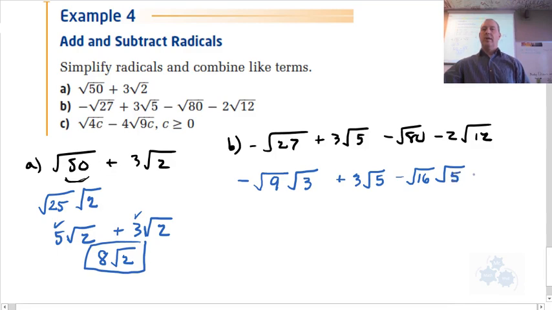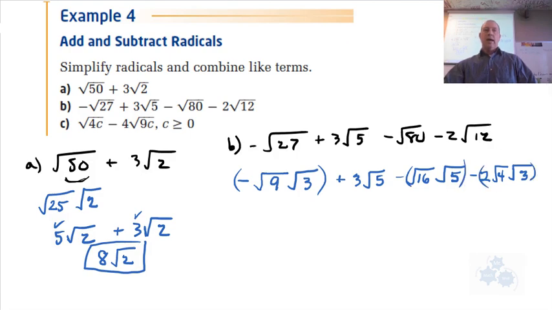Good. Now 2 root 12. Can I split up root 12 into anything that includes a perfect square? 4, right. 4 times 3. So let's do that: root 4 times root 3. Everyone seeing what I'm doing here? I'm splitting these things up. All right, we'll keep going.